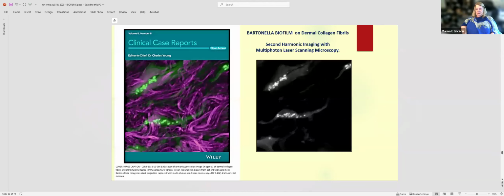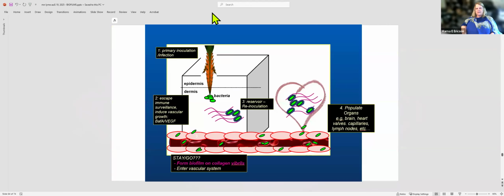All right, so now I'm getting towards the end here, and I want to show you this. This is the Bartonella biofilm on collagen in your skin. If you have fillers put in, this is what you get, some of this purple stuff. The important part about this leads us to having everything I said.